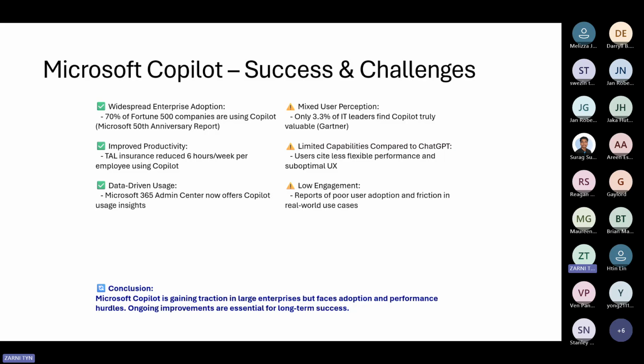And the third is the data driving usage. Microsoft 365 data shows the Copilot usage inside. This is the third success. And then also Microsoft faces challenges to overcome.